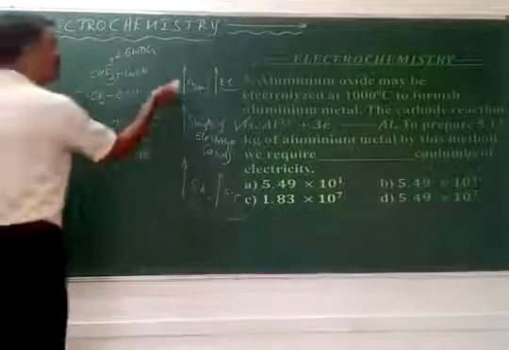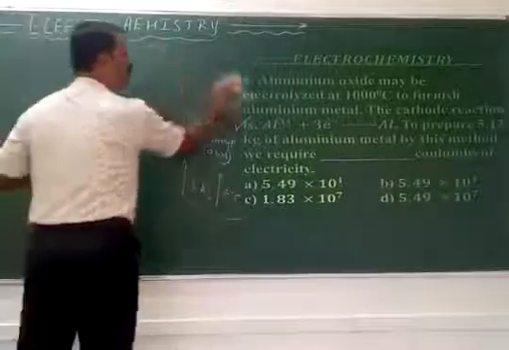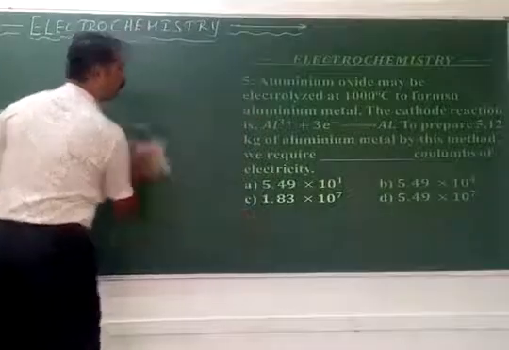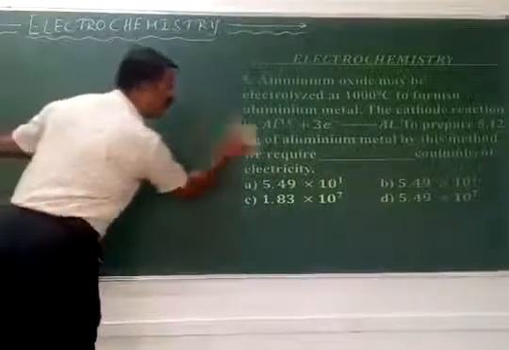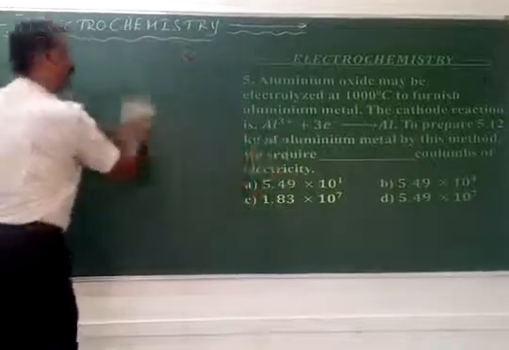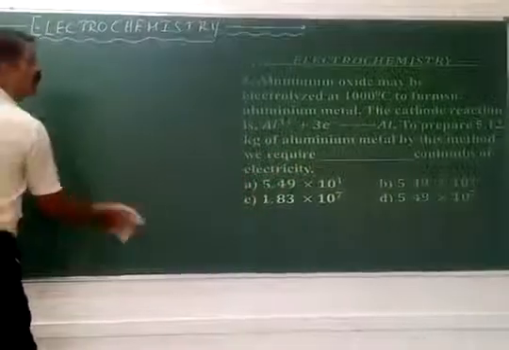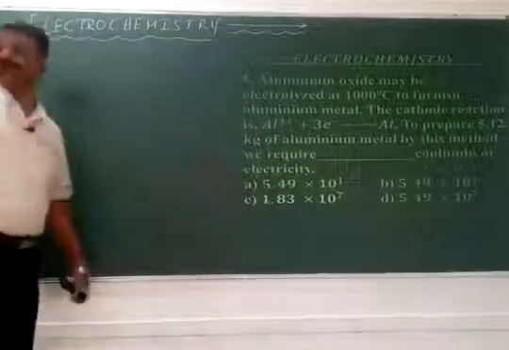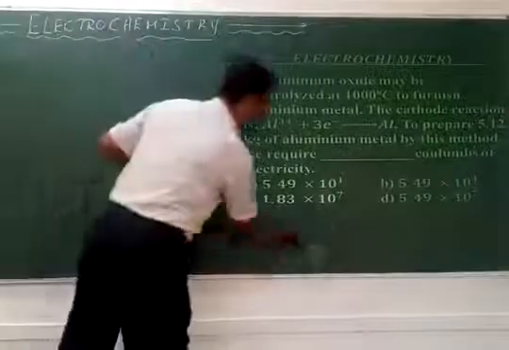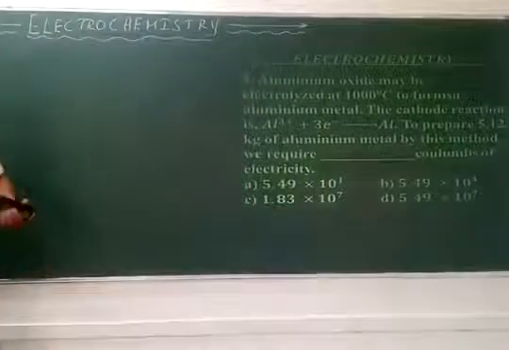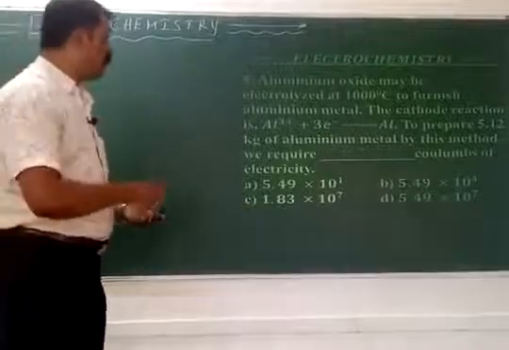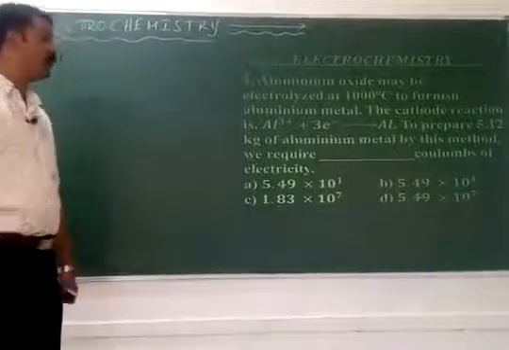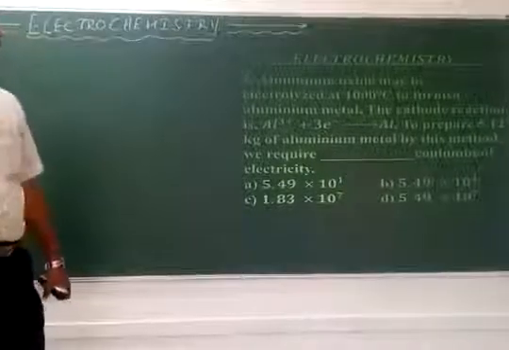Aluminium oxide may be electrolyzed at a temperature of around 1000 degrees Celsius to furnish the aluminium metal. The cathodic reaction is given by Al3+ plus 3 electrons gives rise to Al. To prepare 5.12 kg of aluminium metal by this method, we require dash coulombs of electricity.